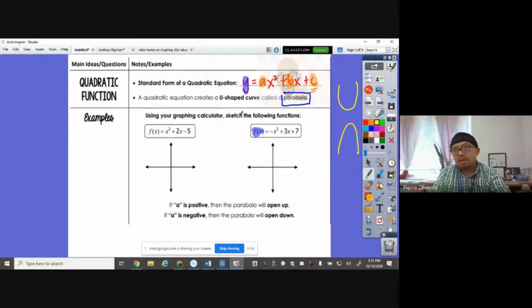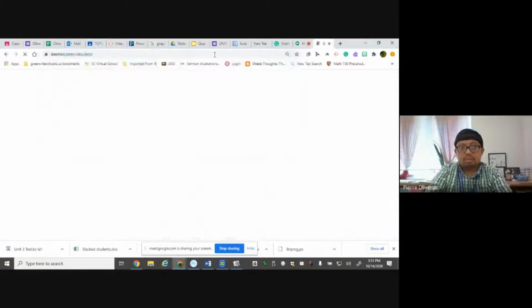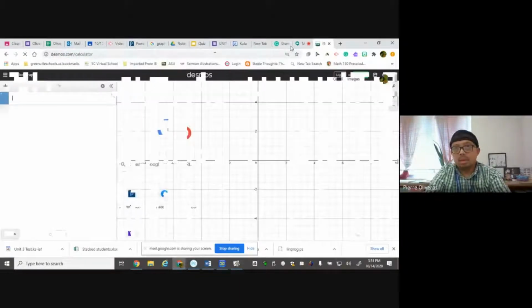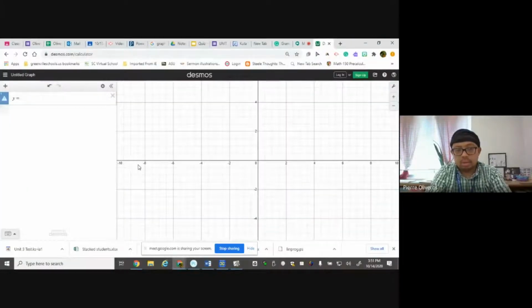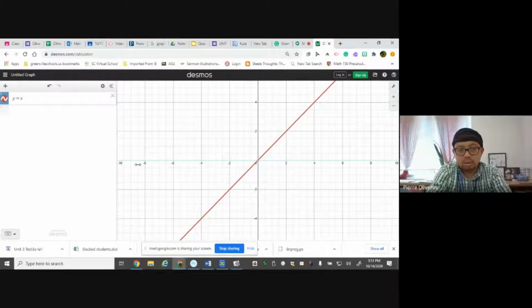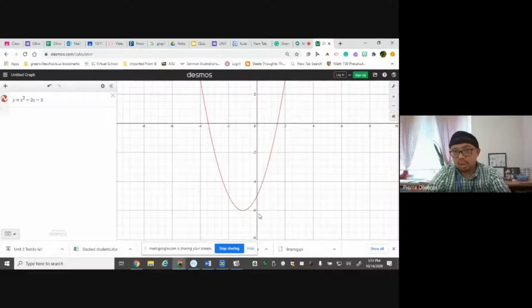Using your graphing calculator, sketch the following. Okay, so you can use your calculator here and try to plug in this function, f of x equals x squared plus 2x minus 5, and f of x equals negative x squared plus 3x plus 7. Let's do it here. Let me show it to you. So the problem there is x squared plus 2x minus 5. So y is equal to x squared plus 2x minus 5.